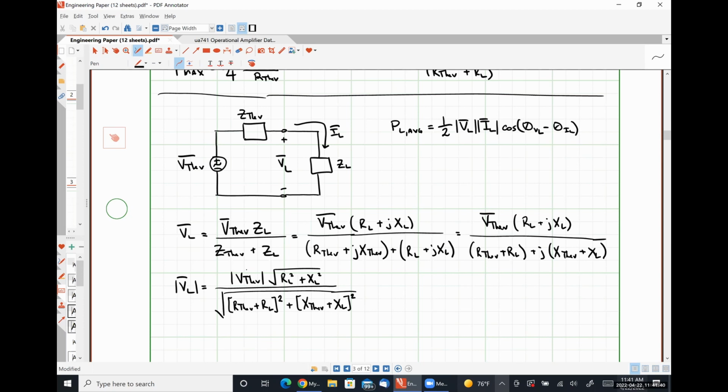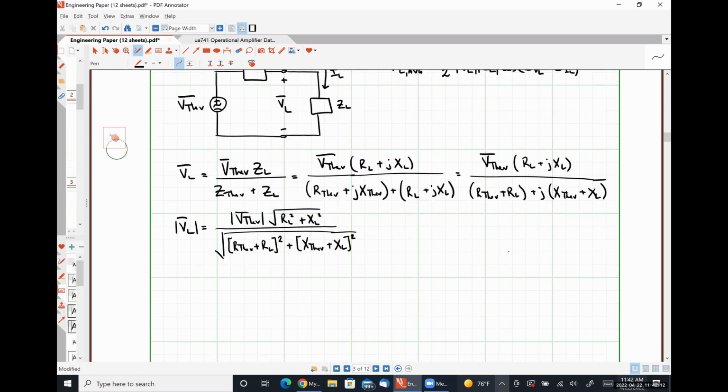And I'm missing a bar up here, Miles. All right, so I'm going to put a check mark above the magnitude of VL because we figured out what that is in terms of our circuit elements. So the next thing we're going to do is try to figure out IL in a similar fashion, or the magnitude of IL explicitly.